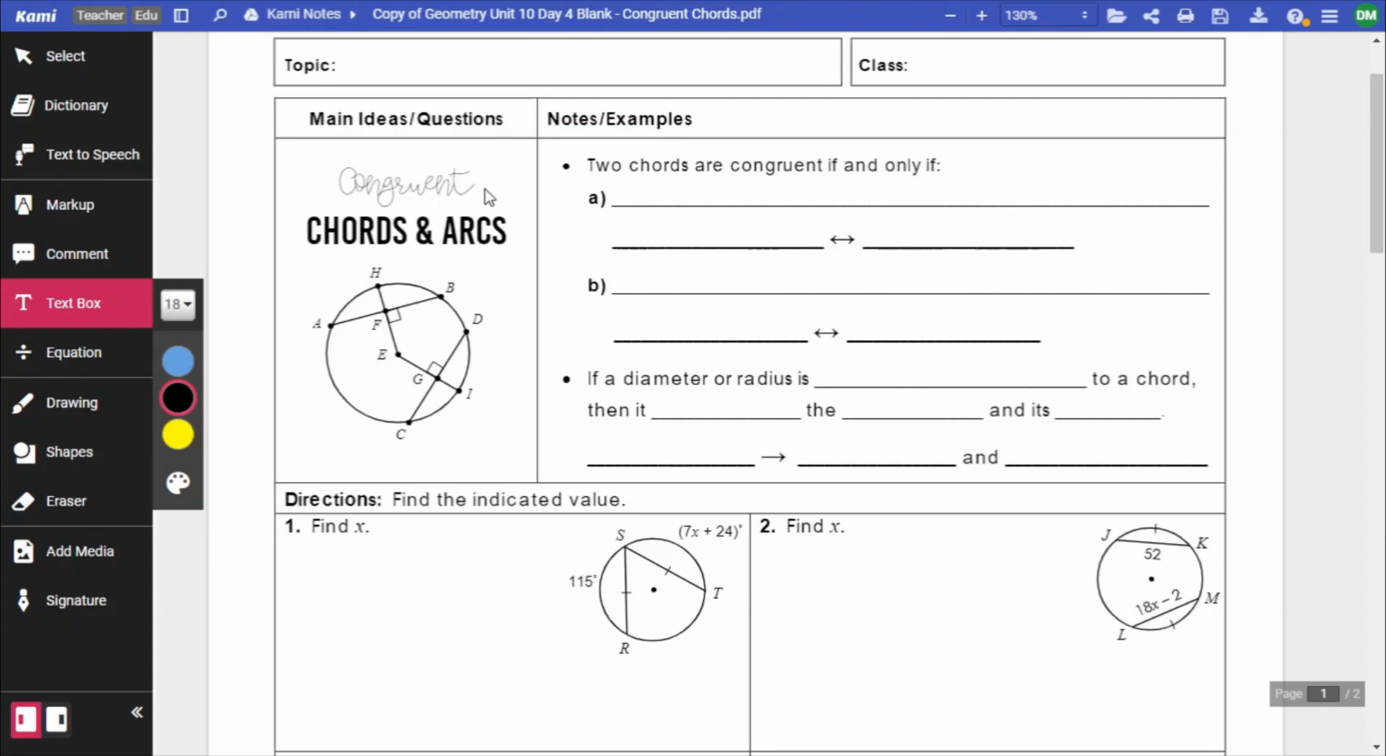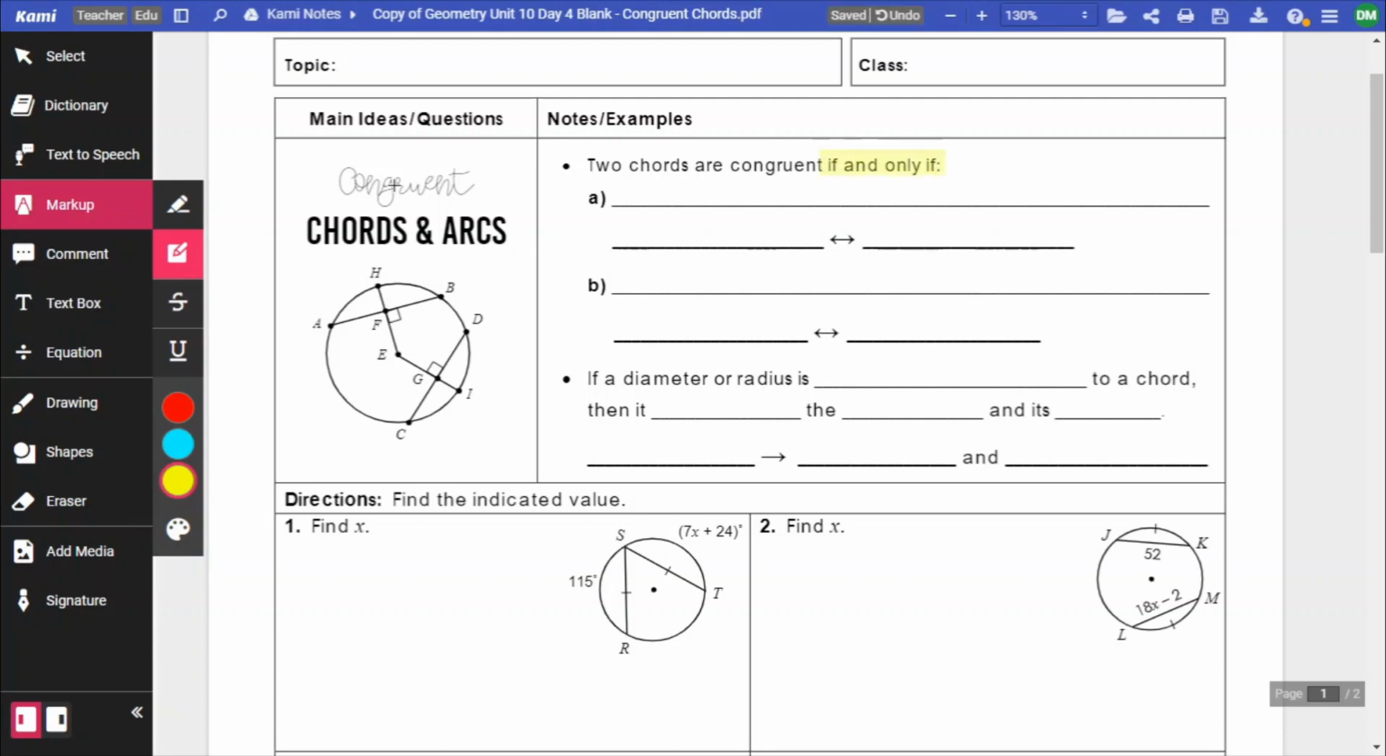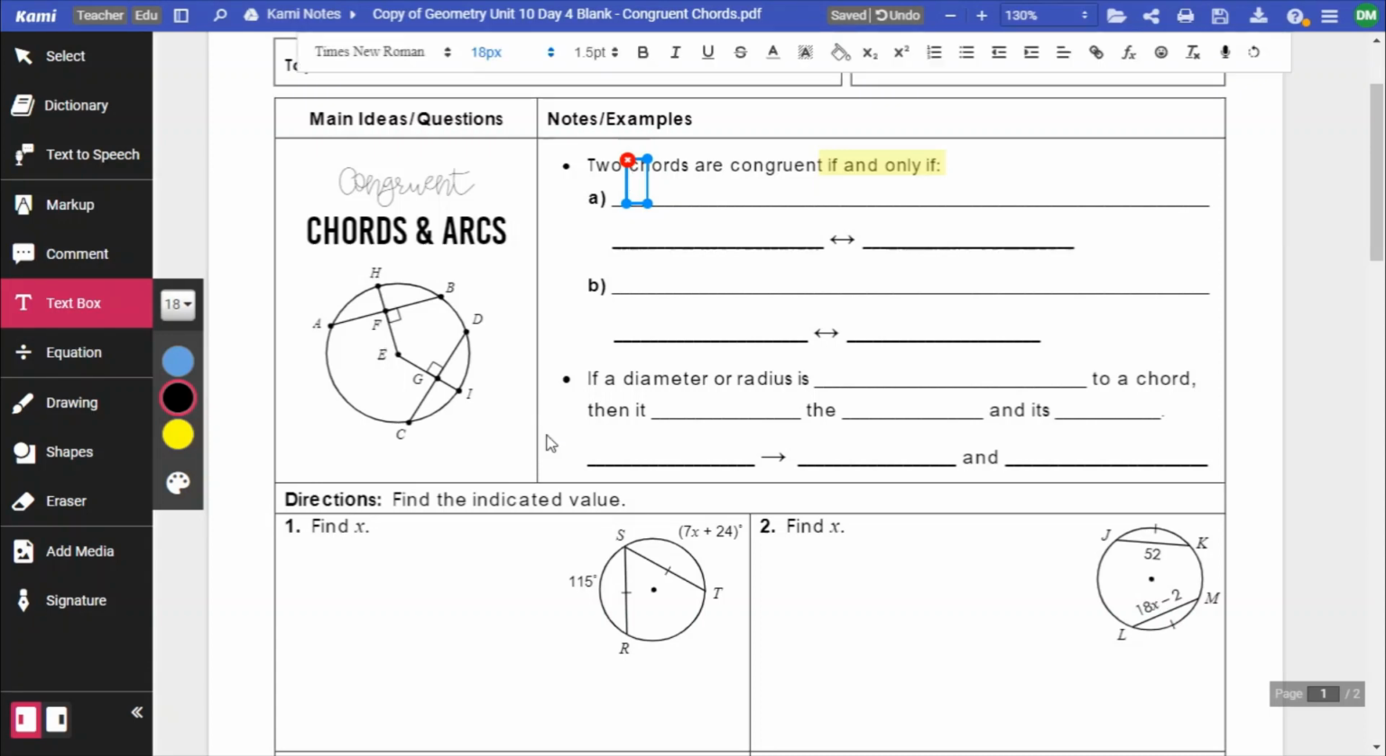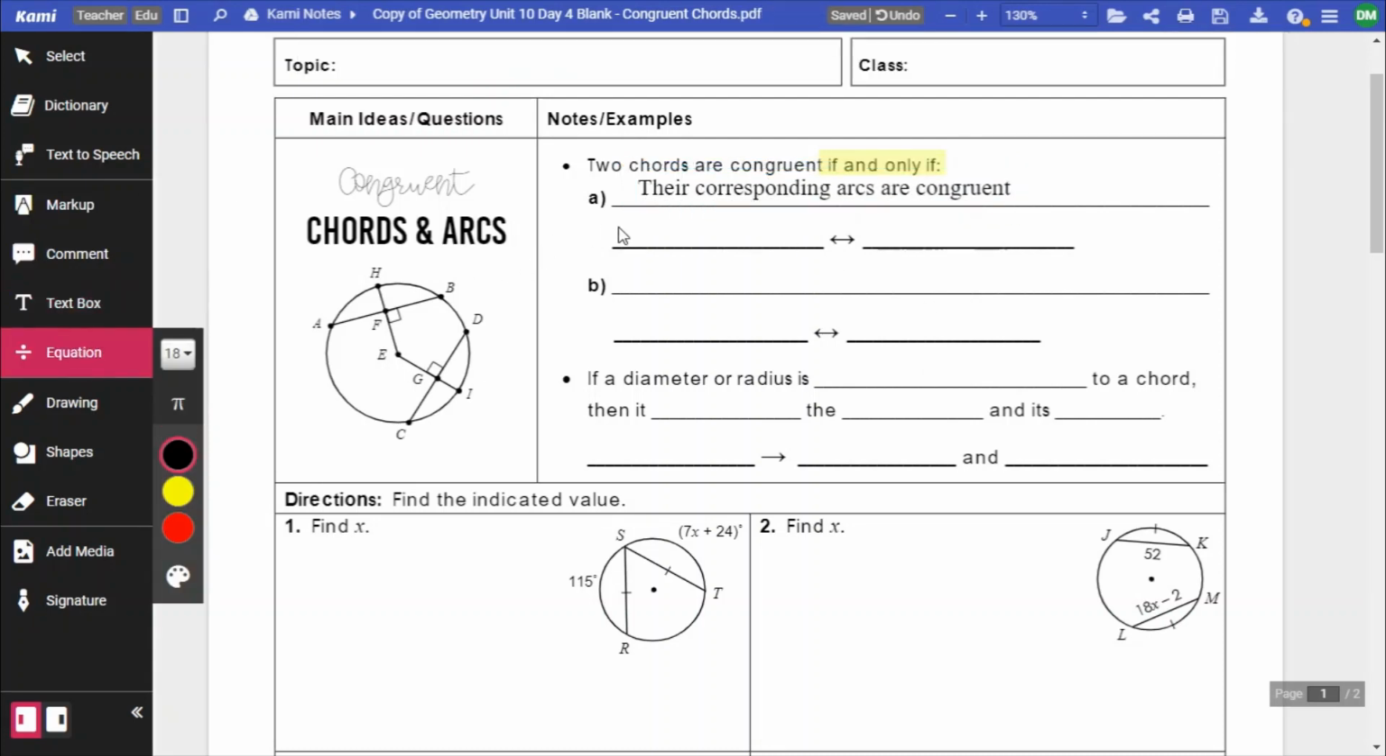So two chords are congruent if and only if. So that means that this statement goes both ways. Two chords are congruent if and only if their corresponding arcs are congruent, if I could spell. So what does this mean? This means that AB is equal to CD. So we're talking distance here.